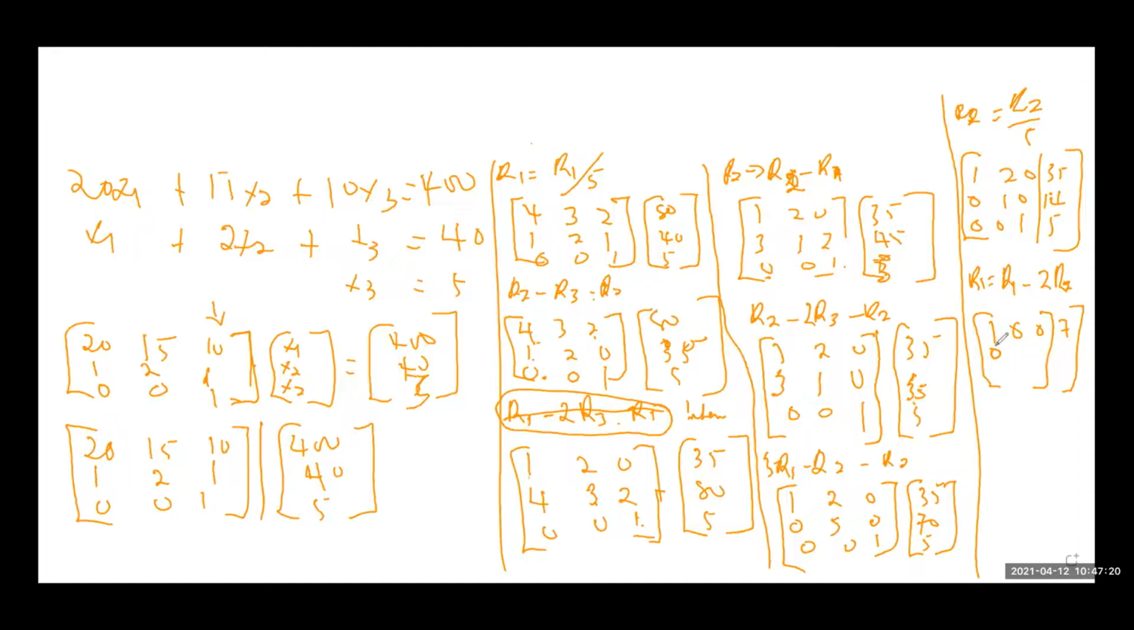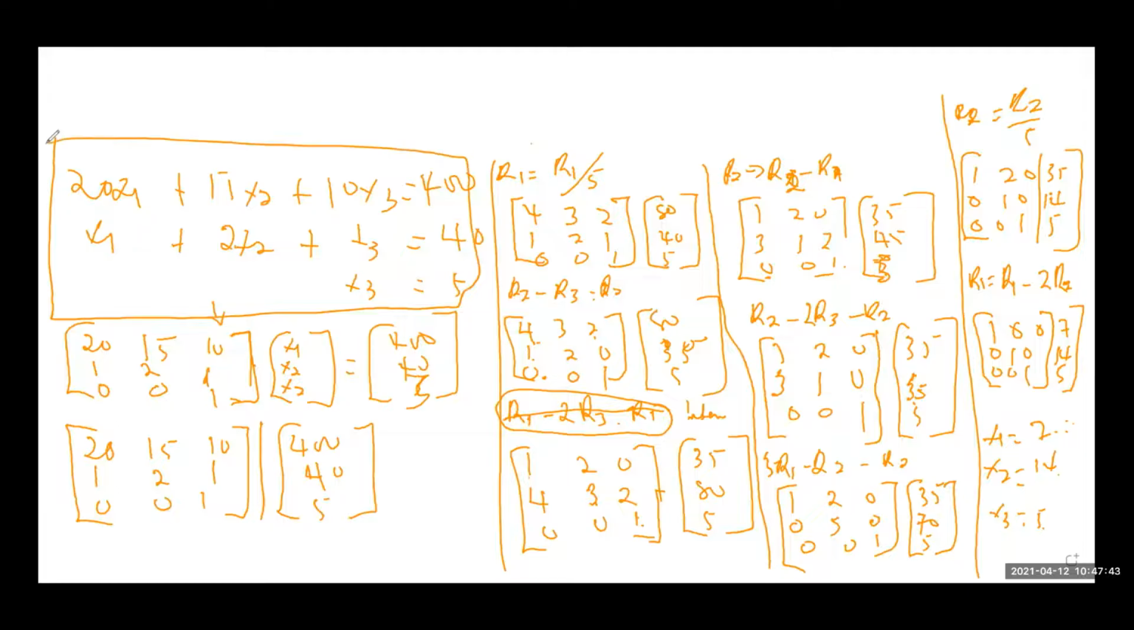Then I have 0, 1, 0. I still have 14 here. Then I should have 0, 0, 1, and that should give me 5. So technically x1 is 7, x2 is 14, x3 is 5. You can substitute 7, 14, respectively into this equation to find out if you are getting 440 and 5. So this is just an identity form.